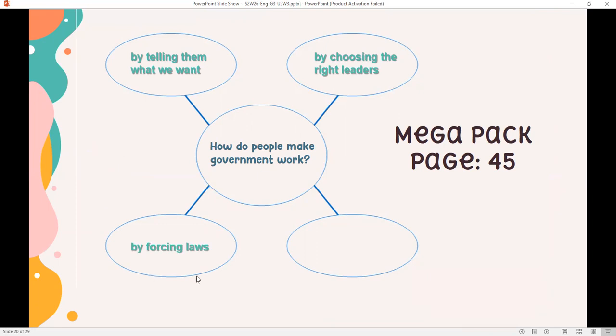And by enforcing laws. If there's a law, then everyone should follow the law. And by getting educated about government. Also, this lesson is very important, and you should learn how government works. You can find this one in the Mega Pack, page 45.